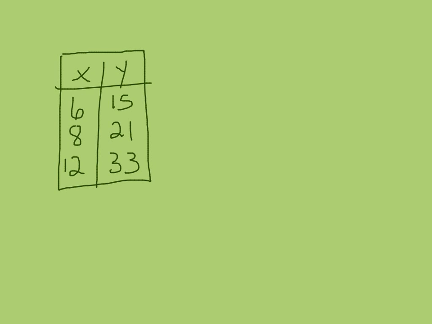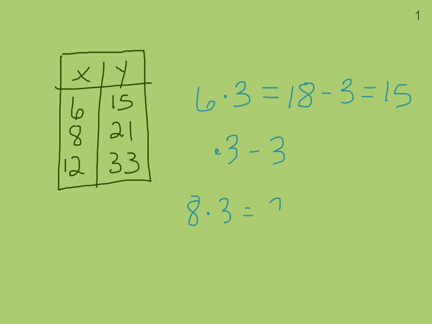So that doesn't work. Another thing I could try is maybe 6 times 3. I could multiply by 3. So if I said 6 times 3, that would give me 18. And then from 18, I could go back 3 to 15. Okay, so that would be multiplying by 3, subtracting 3. Let's see if that works with 8. 8 times 3 is 24, and 24 minus 3 is 21. So it works there.